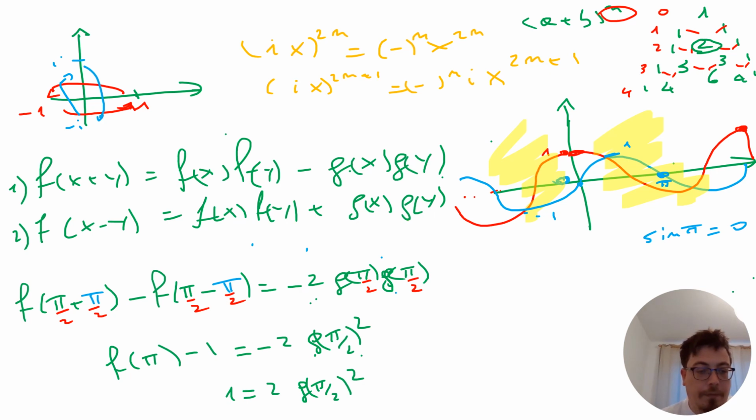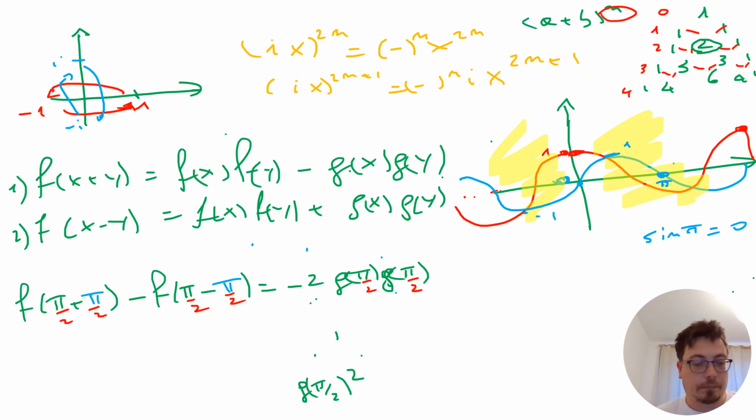Sorry, f of pi is not 0. g of pi is 0. f of pi we need to find, which we cannot do by using this. We would use the other formula. Okay, yes, sorry, this is me going nuts. f of pi, we need to use the other formula, which I didn't use.